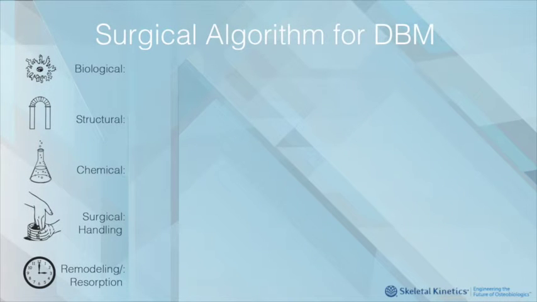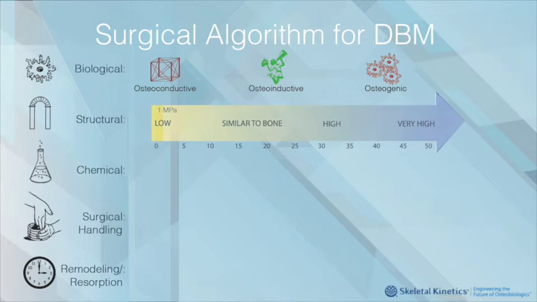Looking at the algorithm for DBM, we see that biologically, it's only osteoinductive. Structurally, it really shows no structure whatsoever, with only 1 megapascal of strength, if that. Chemically, it has organic material like that of bone. Handling-wise, it's offered in gels, which can be sometimes injectable, and in powders. The remodeling/resorption time is 3 to 6 months.